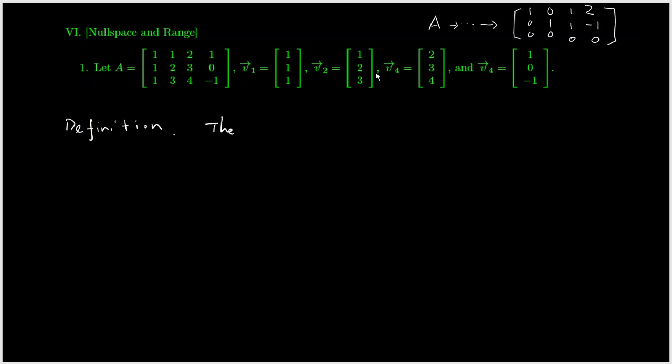Now let's recall the null space of A. A determines a linear map from R4 to R3, right? I'm going to use the same notation for two things: one is the matrix, and the other is the linear map associated with A. So there's no confusion, if I write A, I write the domain and the codomain, from R4 to R3.